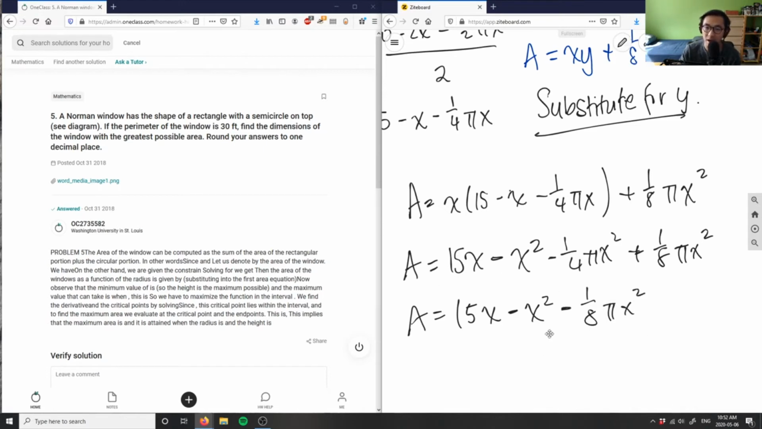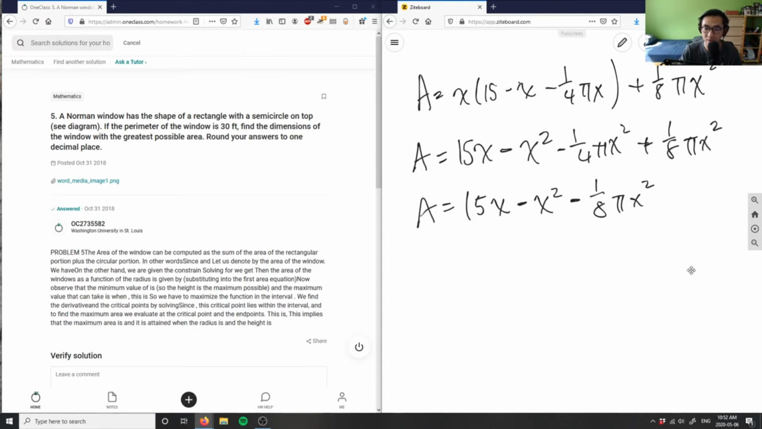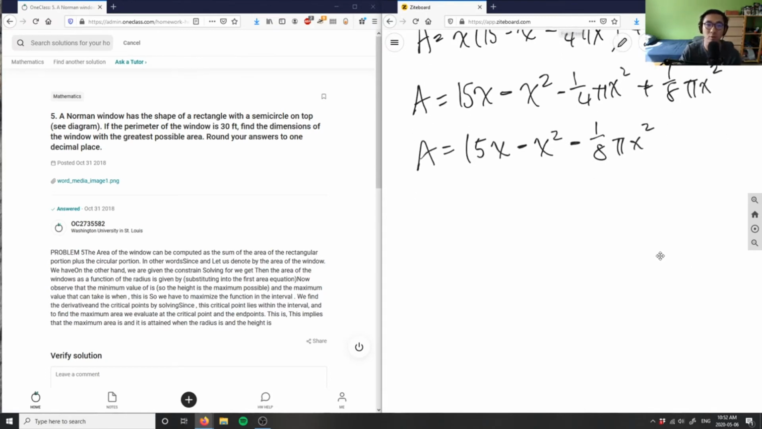I have this quadratic equation here. What I can do is take the derivative, right? I want to set it to 0 to find the maximum. So A prime will equal the derivative of this: 15x becomes 15, minus, I bring the 2 down, so it's simply 2x, minus, I bring the 2 down, 2 times 1/8 is 1/4 pi times x.